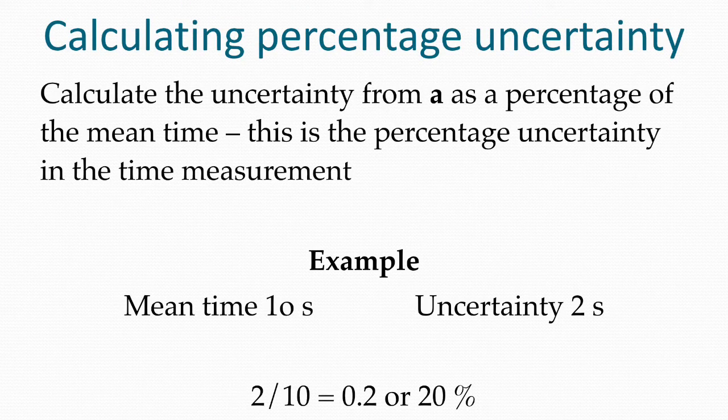Now that we know the uncertainty is 2 seconds, we can calculate the percentage uncertainty to give us an idea of how reliable our results are. If the mean time was 10 seconds and our uncertainty was 2 seconds, then to find out what percentage of the mean time 2 seconds is, we would do 2 divided by 10, which would give us 0.2, and as a decimal, 0.2 can be converted into a percentage by timesing it by 100, giving us 20%. So our percentage uncertainty is 20%.